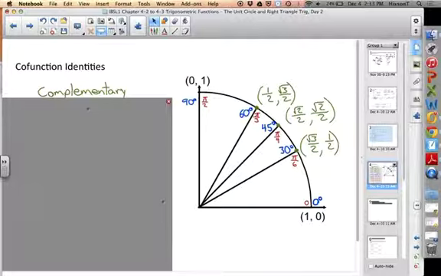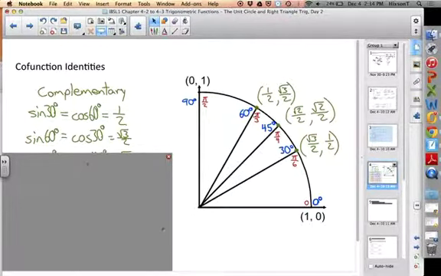What's radical 3 over 2 up here? Sine of 60. Okay? And 1/2 is the cosine of 60, or the sine of 30. Okay? What you're seeing here is what we call a cofunction relationship. Sine and cosine have this relationship where the sine of one angle will equal the cosine of the complement of that angle. Alright?